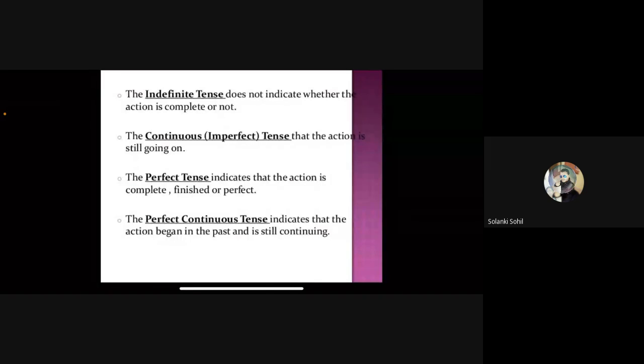Perfect continuous tense indicates that action began in the past and is still going on. See, we have been learning since 8 o'clock. We have been learning since morning or since 8 o'clock. So action started at 8 o'clock and it is still going on. The action is not over yet. So have been plus ing, that is perfect continuous and shows that action is still going on which began in the past.